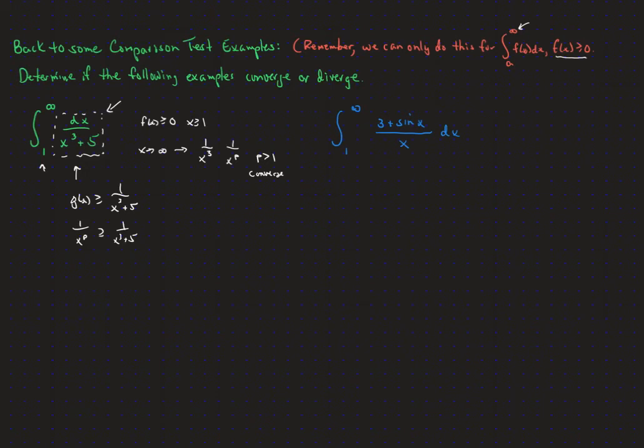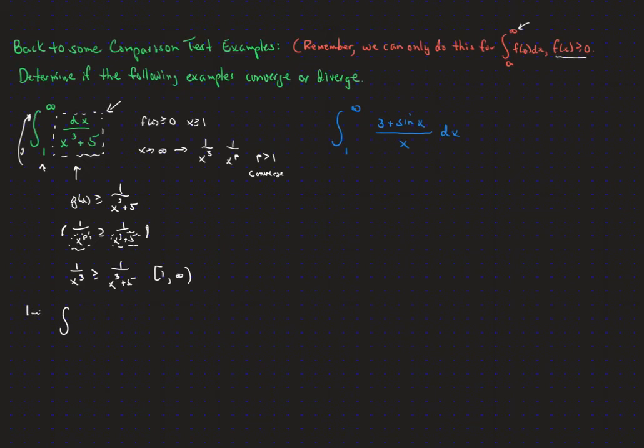So remember, if our denominator is smaller than this denominator, then our fraction is going to be bigger than this fraction. So if we choose our comparison function to be 1 over x to the third, then that's going to be greater than or equal to 1 over x to the third plus 5, at least on the interval from 1 to infinity, which is what we're integrating over. So we can now do that.